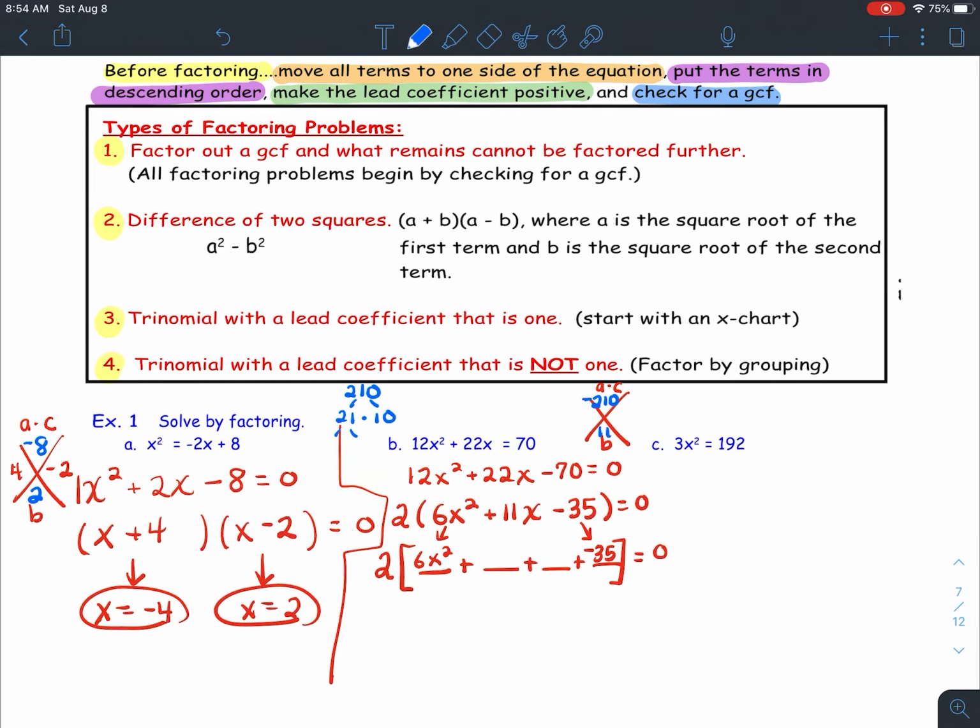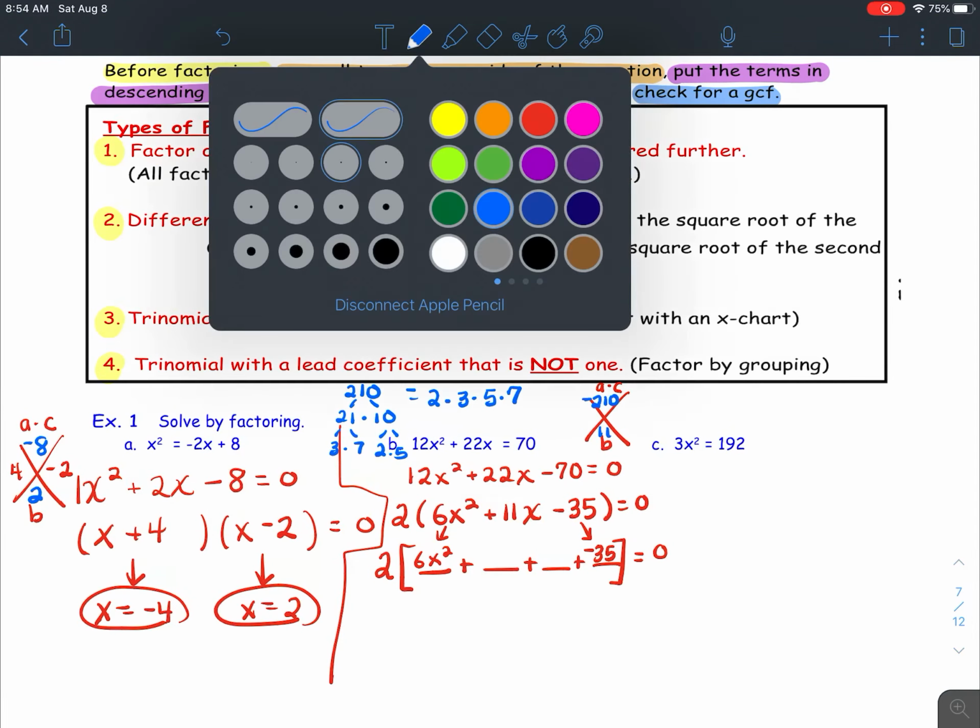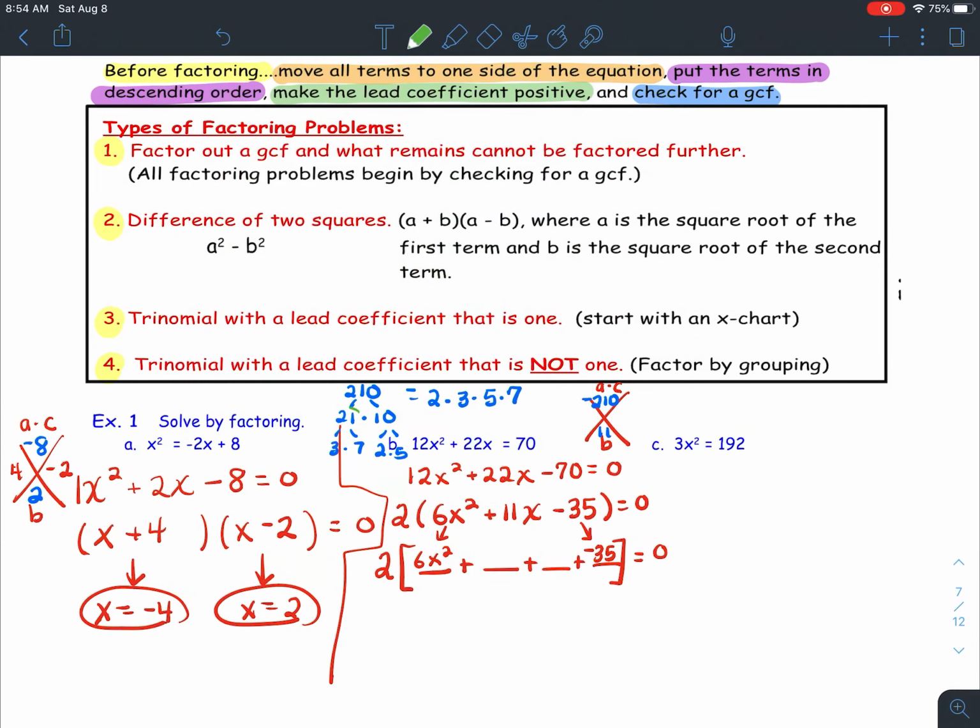Okay, now I've given you this strategy before. If you cannot think of the two numbers that would work for this, then simply take 210, split it into any two numbers that multiply to be 210, and keep going until you are left with prime numbers. Then organize those prime numbers in order from least to greatest, and you can play with different combinations to try to come up with the two that would add to be 11.